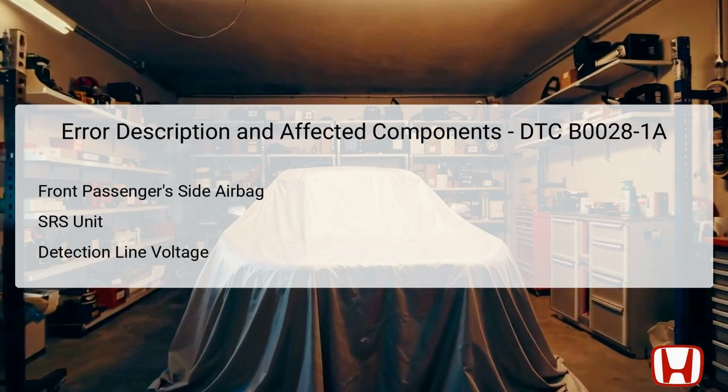The SRS unit, or Supplemental Restraint System unit, is the control center responsible for monitoring various airbag statuses. It is typically located underneath the dashboard as well, and processes input from different sensors to determine if an airbag should deploy. This error code arises when voltage levels on the detection line are lower than specified. This malfunction could indicate either a faulty airbag inflator, a problem with the SRS unit, or an issue in the electrical circuit connecting these components. Proper diagnosis requires a thorough inspection of these affected components.